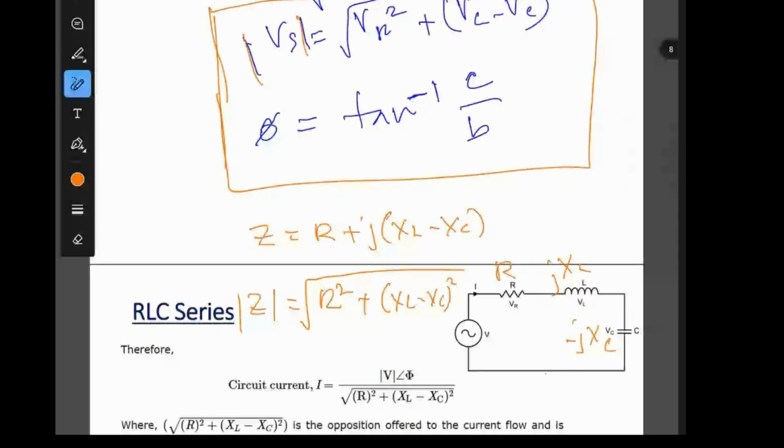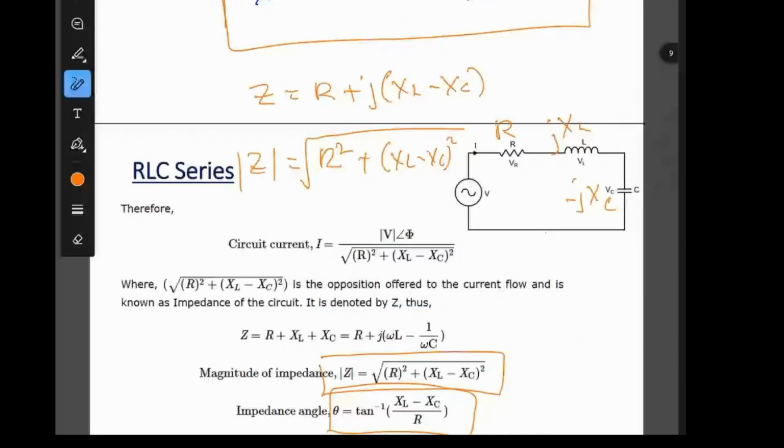Okay, any questions regarding impedance, voltage, current of the RLC series circuit? Ada soalan tak? Okay, very good.